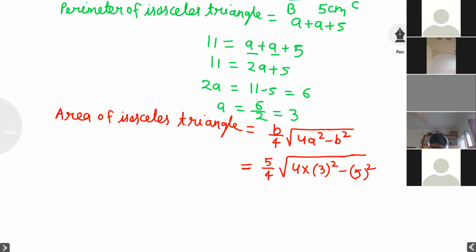5 by 4, 3 square is 9, 9 4s are 36. 36 minus 5 5s are 25 is equal to 5 by 4 square root of 11 centimeter square. This is the answer.